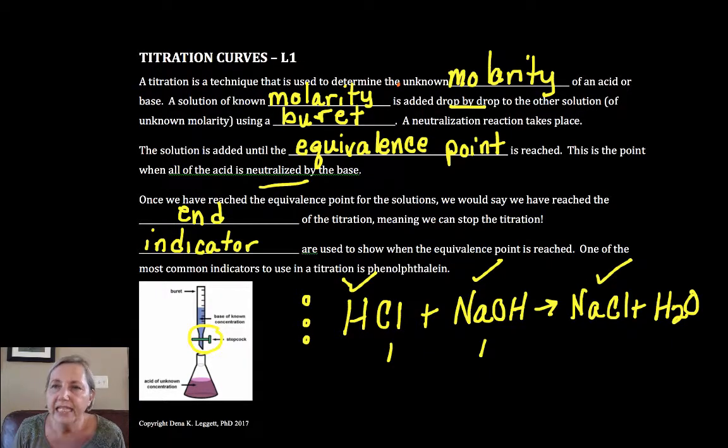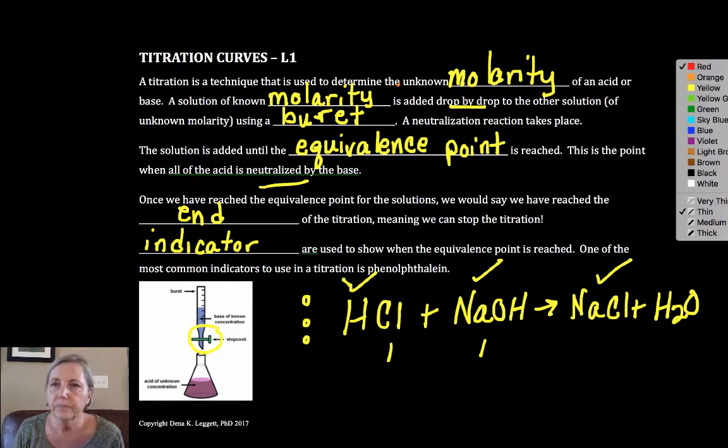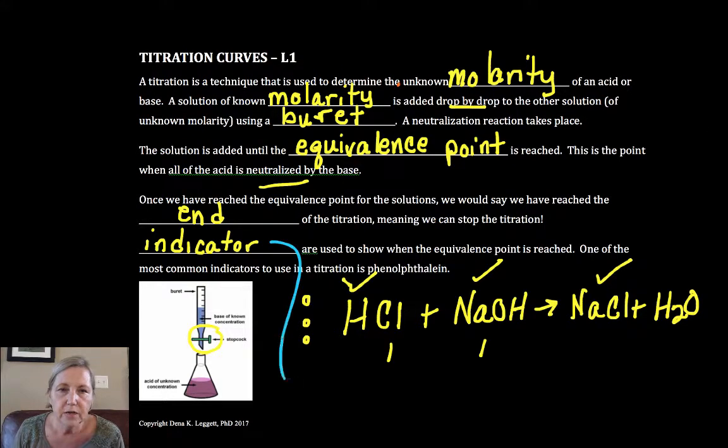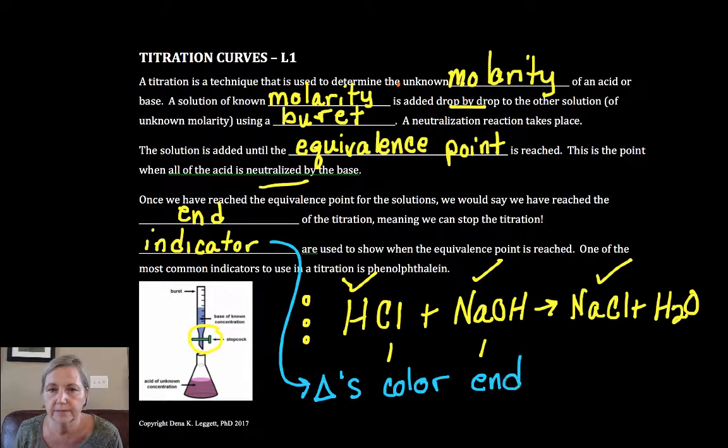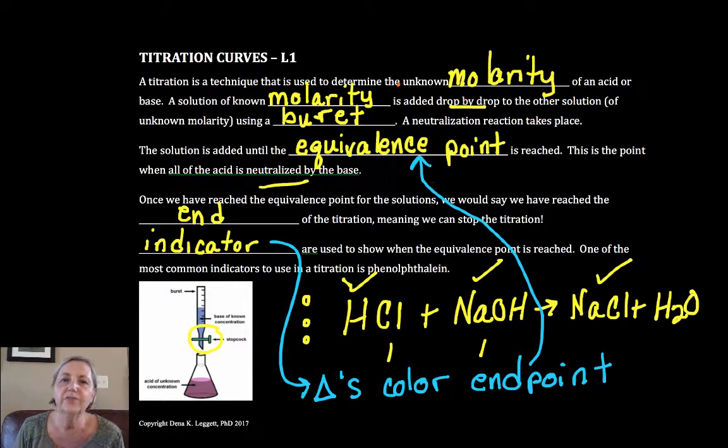Now, when the indicator changes color, it's called the end point. And your goal is that the end point is as close to your equivalence point as possible. Okay, so that's how you're going to know that you've got full neutralization. If it changes color too far from the equivalence point, you're going to add a lot of error to your titration and your molarity determination.